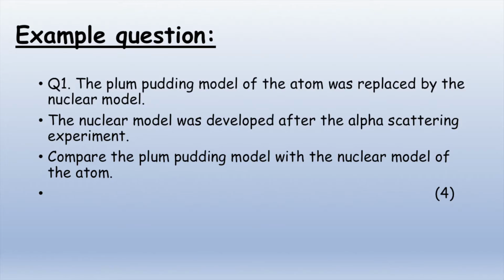This question is about the history of the atomic model. The plum pudding model of the atom was replaced by the nuclear model. The nuclear model was developed after the alpha scattering experiment. Compare the plum pudding model with the nuclear model of the atom.